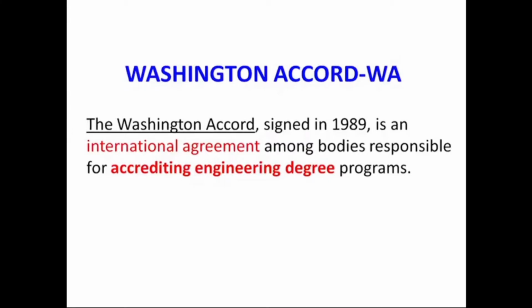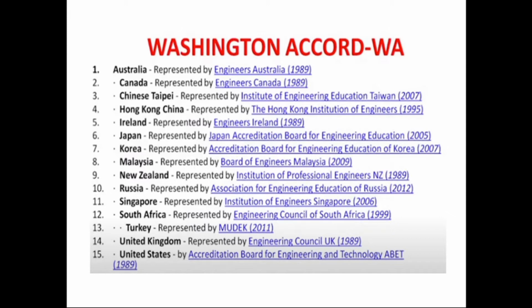First, what is the Washington Accord, WA? The Washington Accord was signed in 1989. It is an international agreement among the bodies responsible for accrediting engineering degree programs. It has permanent members, nearly 14 countries up to 2014, and nearly 15 countries later. Every country has a different agency, like Australia's Institute of Engineers, Taiwan, Japan Accreditation Board for Engineering Education. In India we have NBA.